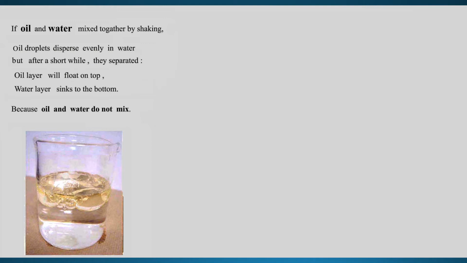If you mix oil and water together by shaking, the oil droplets will disperse evenly in water, but after a short while, they separate. The oil layer floats on the top and the water layer sinks at the bottom, because oil and water do not mix, as in this picture.